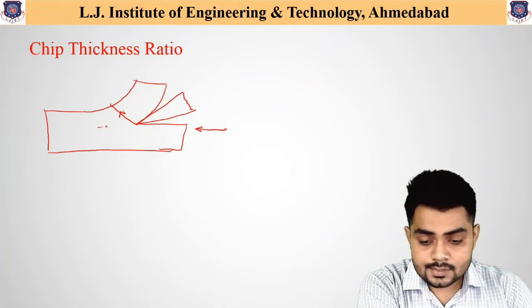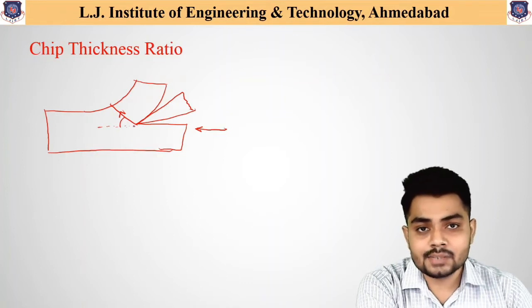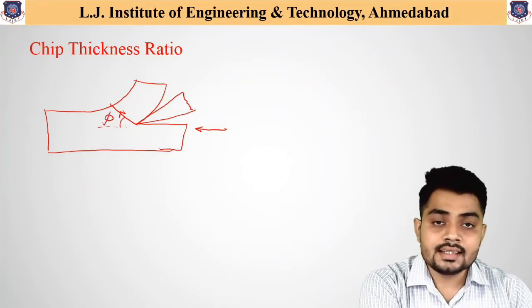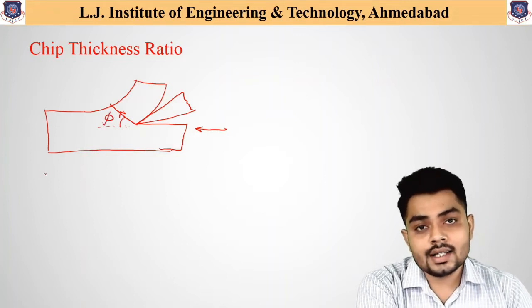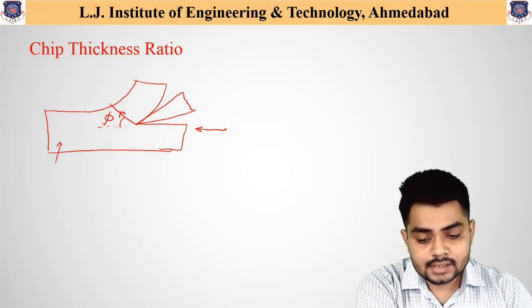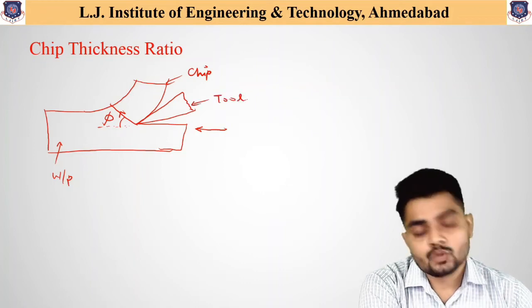At this point, along this angle with the horizontal, the shearing takes place, and that's why this angle is indicated as phi, and this angle phi is called the shear angle. Similarly, if we again mention the main important terms, this is the workpiece, this is the chip, and this is the tool.